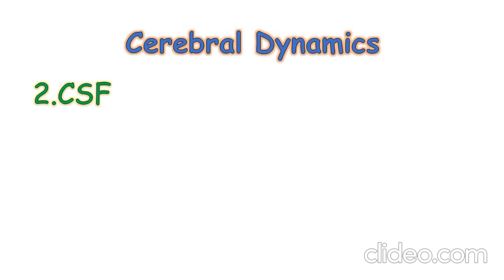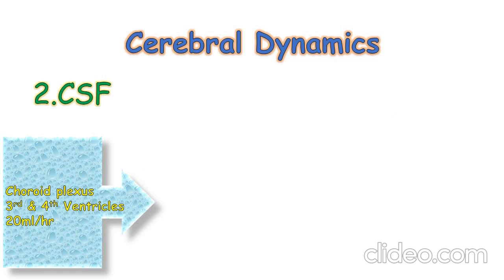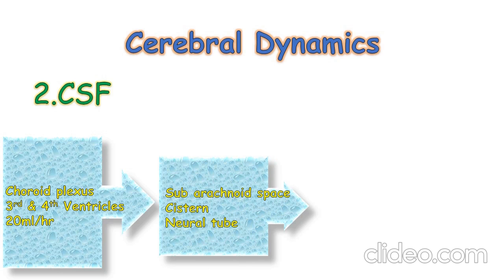First let's look at how the CSF is secreted and absorbed. CSF is secreted by the choroid plexus located in the lateral, third and fourth brain ventricles. Usually 20 milliliters of CSF is secreted per hour from those ventricles. Then the CSF reaches the fourth ventricle. Then the majority of the CSF is drained to the subarachnoid space, cisterns of the brain and to the neural tube. A little amount is drained into facial lymphatics.